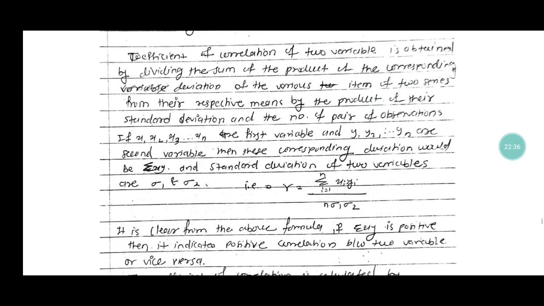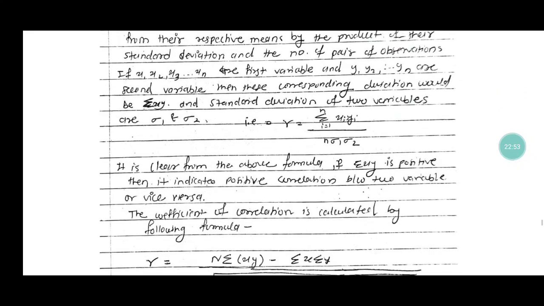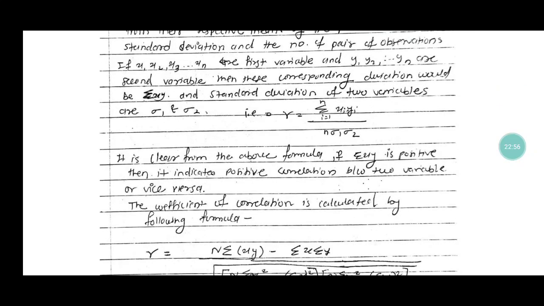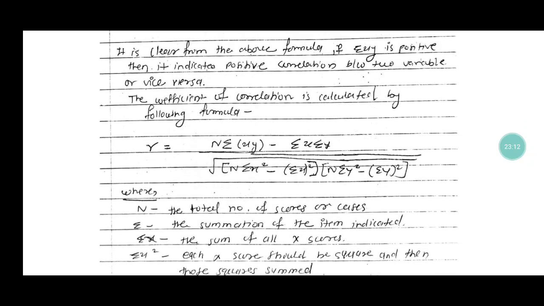So the standard deviation and the number of paired observations: if x1, x2, x3 up to xn are the first variable and y1, y2, y3 are the other variable, then the corresponding deviation would be the summation of x and y. This is the clear form of the above formula: if the summation of xy is positive, it indicates a positive correlation between the two variables, or vice versa. The coefficient of correlation is also calculated by the following formula. So this is the formula for the positive correlation.